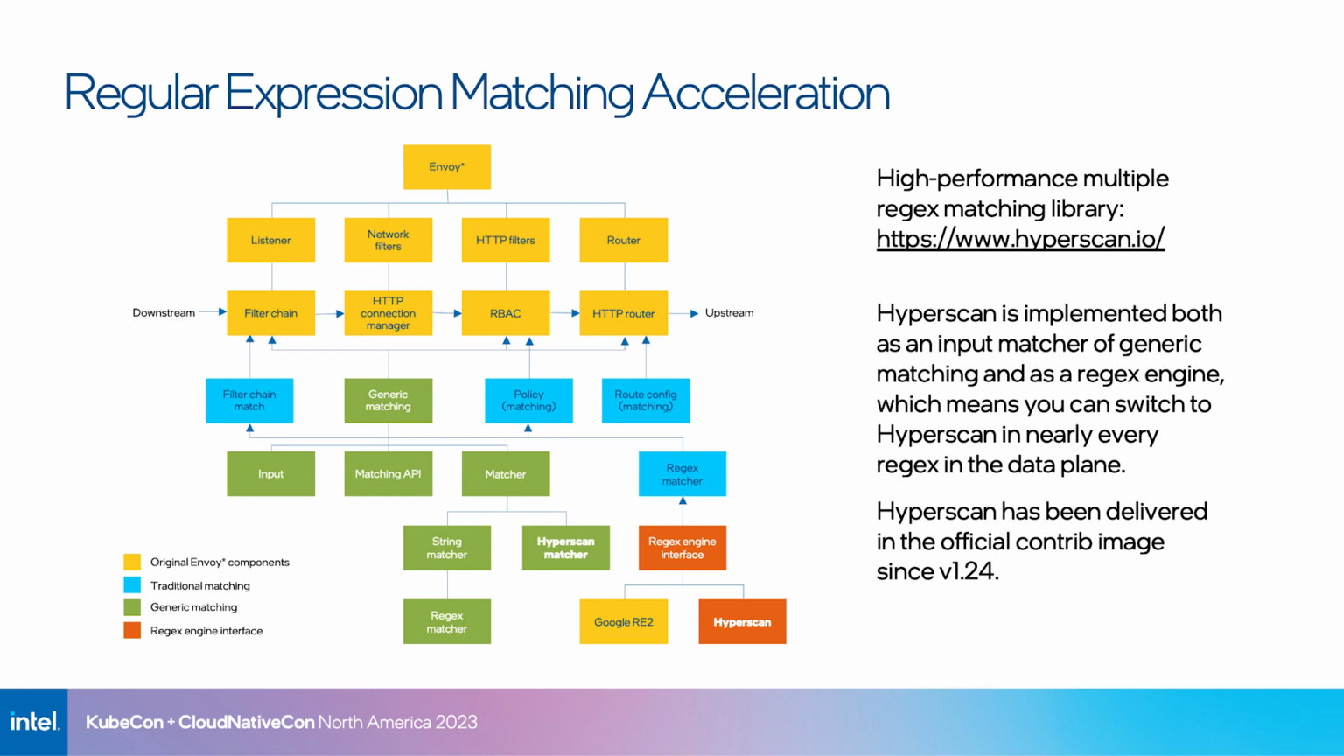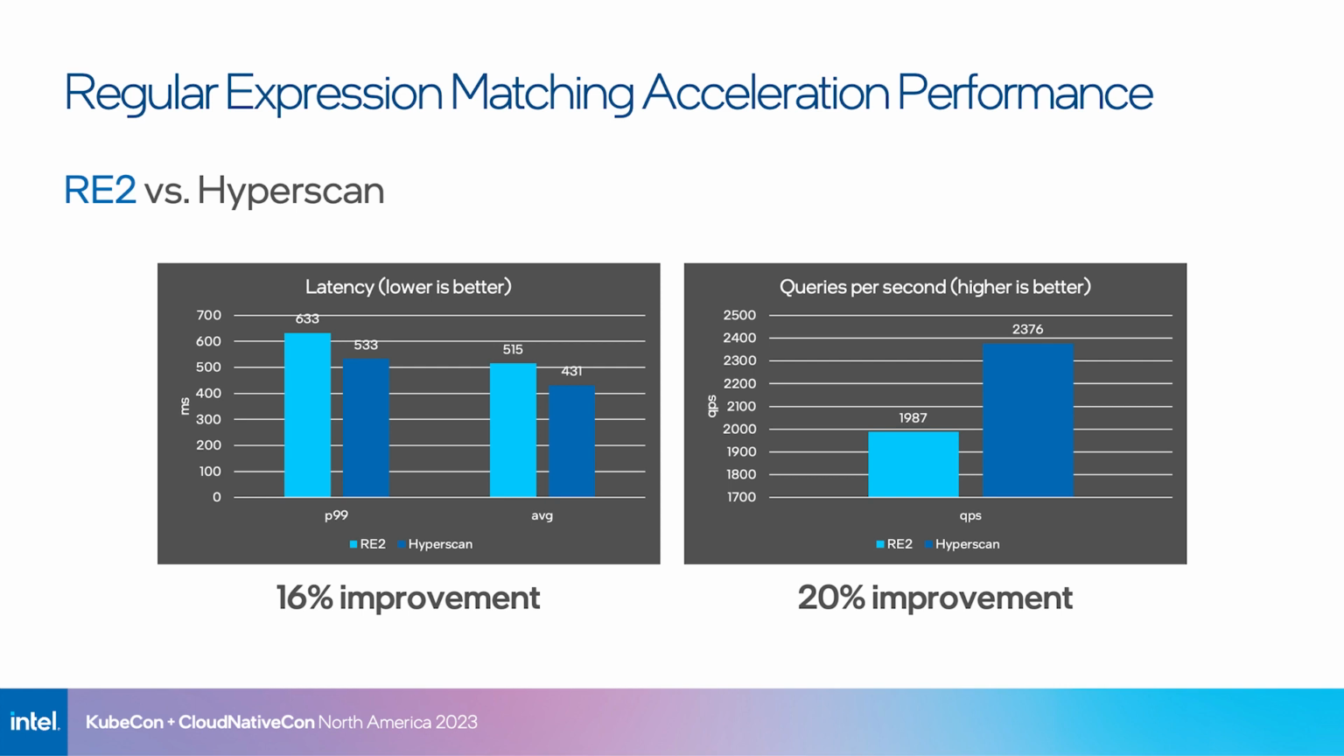Hyperscan support has been delivered in Envoy as an official contrib since version 1.24. You can easily enable Hyperscan to replace RE2 for nearly every regular expression matching in Envoy, as it has been implemented as both an input matcher and a generic matcher in Envoy. This is a comparison between RE2 and Hyperscan. You can see Hyperscan can improve both latency and QPS.